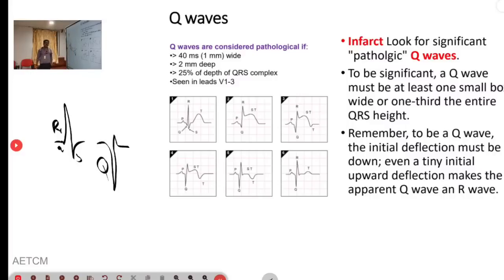So a significant Q wave is due to infarct, and a Q wave must be at least one small box wide and 1/3 of the entire QRS complex. That is very important. So Q wave always indicates a previous ischemia. It may not reflect an acute disease. A patient had myocardial infarction, that part is dead, that's why you are getting a negative window, a negative complex.